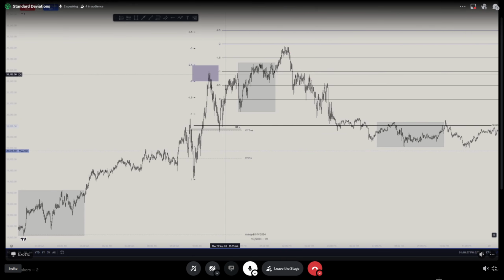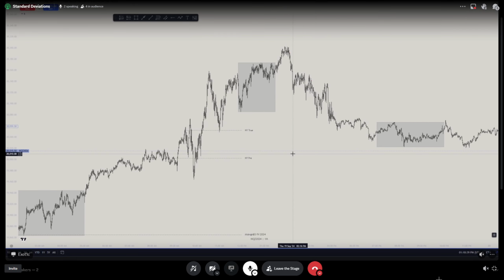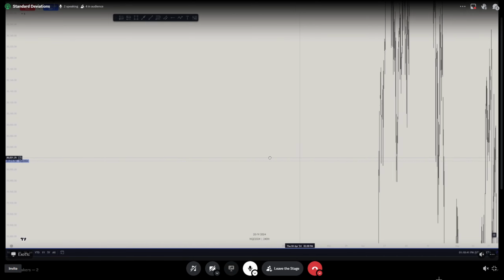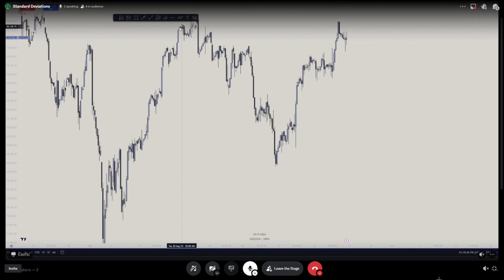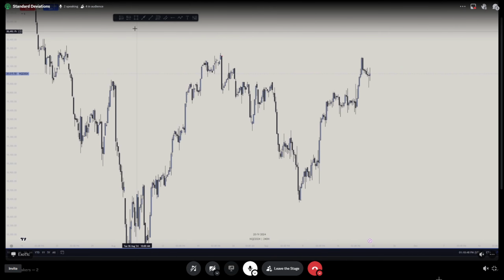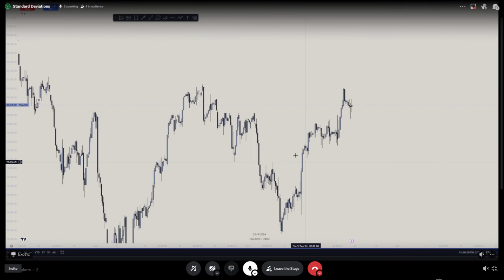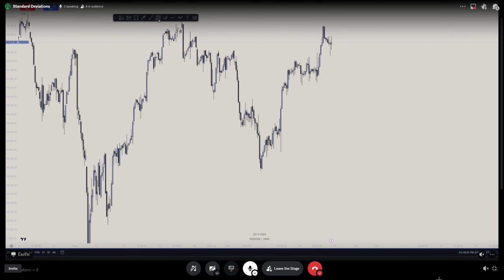And once again, this is all fractal here. So even if we were to go to a different time frame, everything here is still fractal.